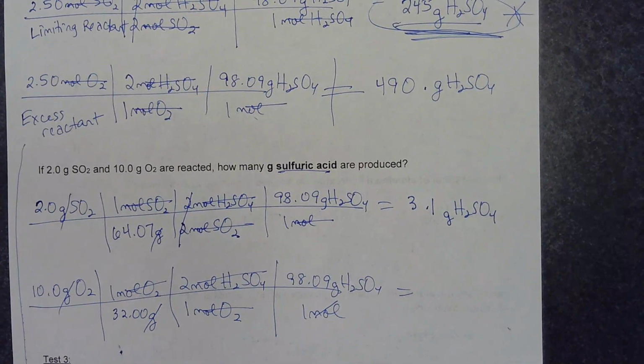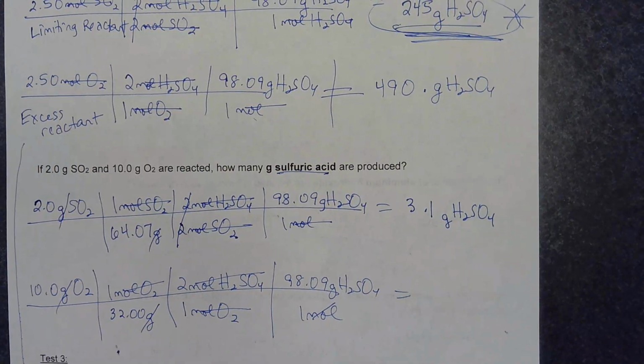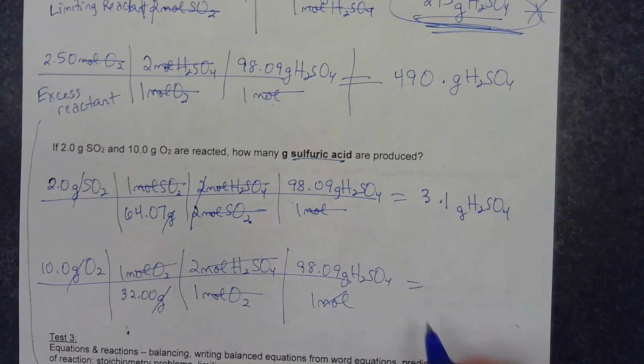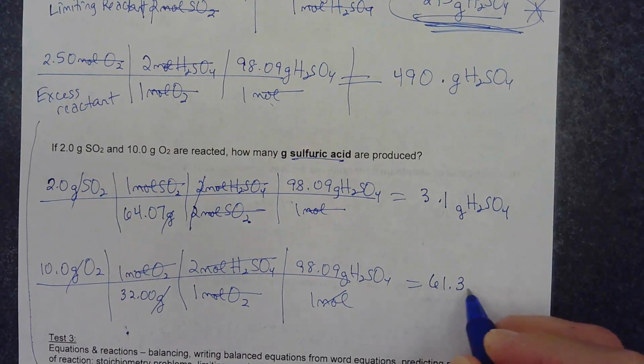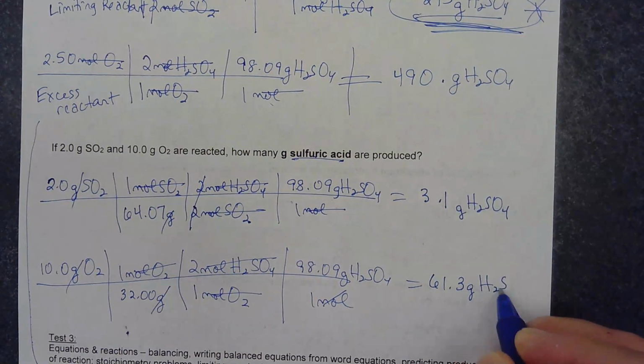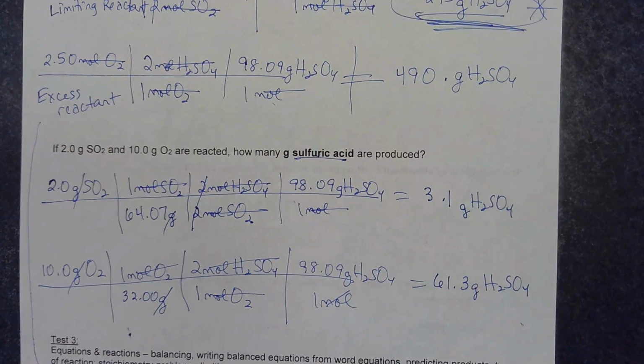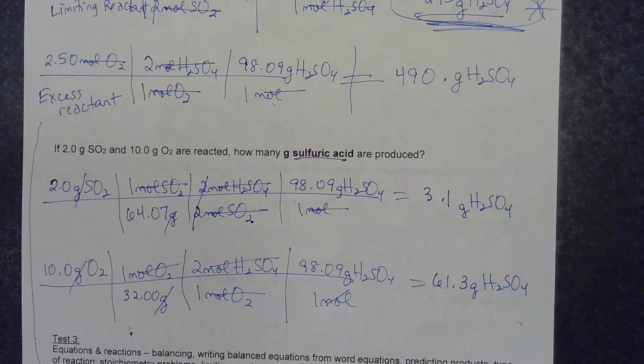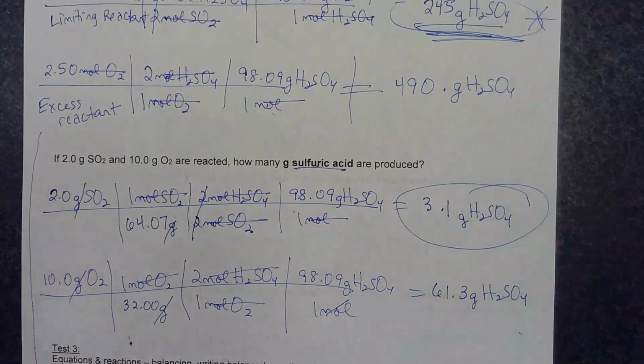All right, gotta check you. All right, so it's 3 significant digits on this one. So it is 61.3 grams H2SO4, and I made that one way too easy. So what's my final answer? 3.1 grams H2SO4. So that's the final answer. I don't know, it's pretty close.